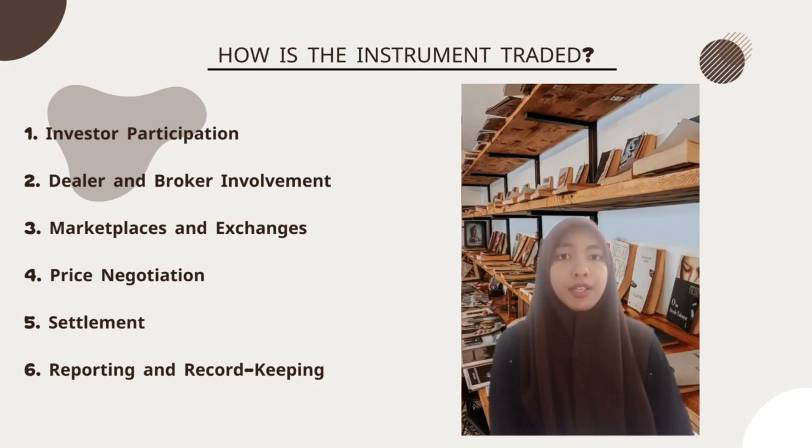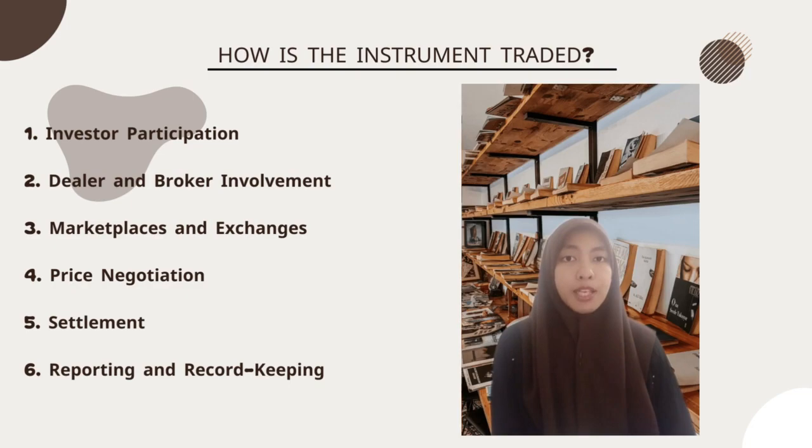Cagamas commercial papers are primarily traded in the secondary markets among investors. Here's an overview of how the trading of Cagamas commercial papers typically takes place. First, investor participation. Investors who hold Cagamas commercial papers have the option to trade them in the secondary market. Second is dealer and broker involvement. Dealers and brokers play a crucial role in facilitating the trading of Cagamas commercial papers. They act as intermediaries between buyers and sellers, matching the interests of investors looking to buy or sell the papers.